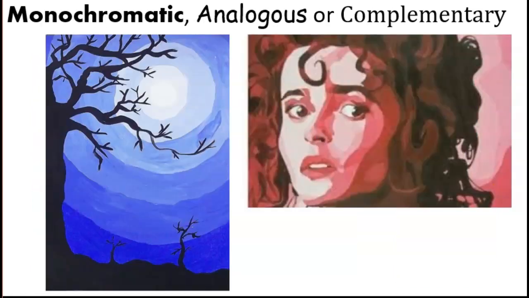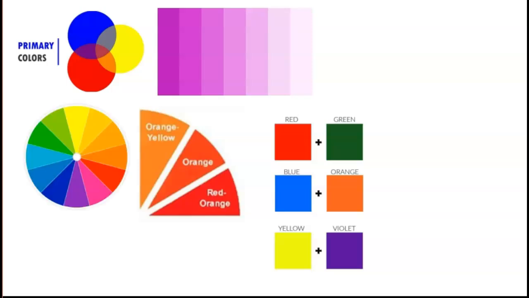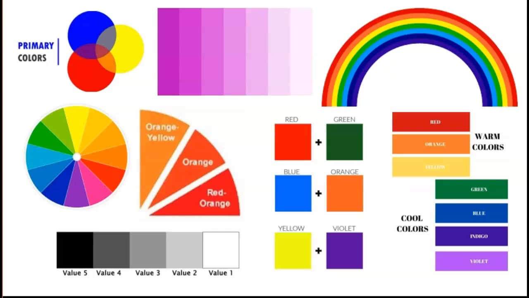Monochromatic, analogous, or complementary. Yes, this is monochromatic, and you can see again how they've created the values using the black and the white. Now, as a side note, the picture in pink is Helena Bonham Carter, but you would be amazed at how many students think that that's Michael Jackson. So now you can add the three new color theories, monochromatic, analogous, and complementary, to the ones you already knew. The primary colors, the color wheel, the spectrum, warm and cool, and value.